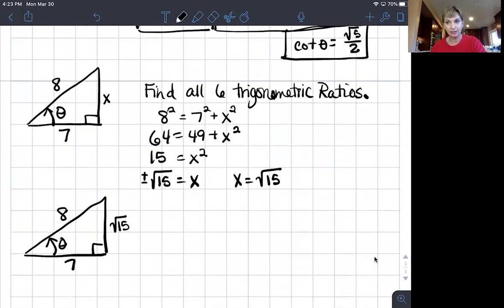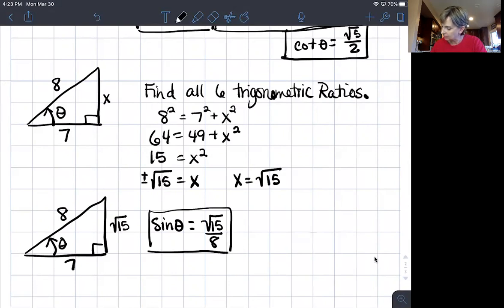Okay, now we're going to find all of our trig functions. Sine is opposite over hypotenuse. So square root of 15 over 8, and that looks good to me. I'm happy with that. Okay, so that one's good. Okay, cosine is adjacent over hypotenuse. Adjacent is 7. Hypotenuse is 8. That's good. I'm happy with that. Hopefully that's what you guys got.